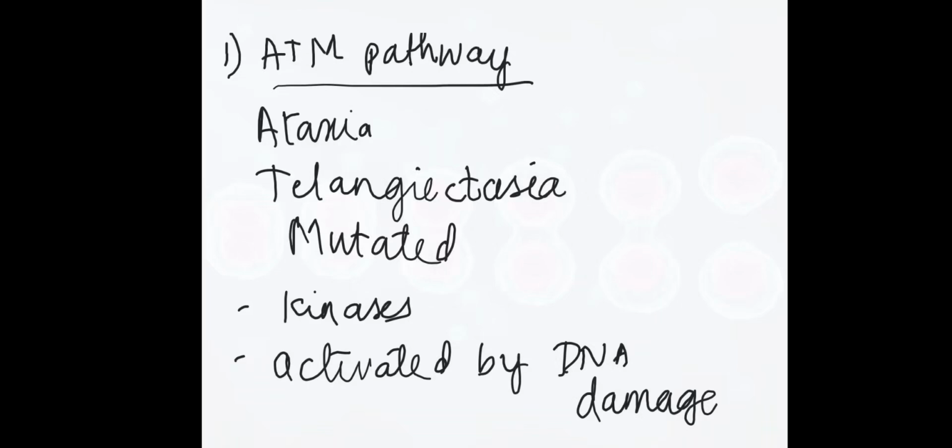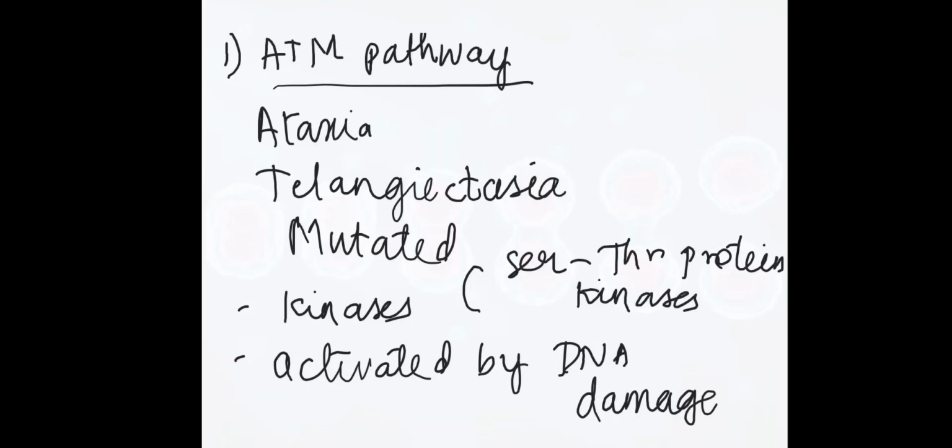To be particular, it is a serine threonine protein kinase. It will phosphorylate serine threonine residues. So the ATM pathway, ATM stands for Ataxia Telangiectasia mutated, and it is a closely related kinase that is activated by DNA damage. It is a serine threonine protein kinase, and it is activated by DNA damage.